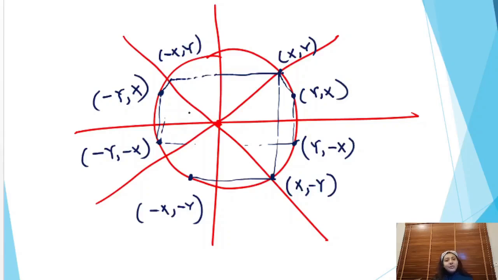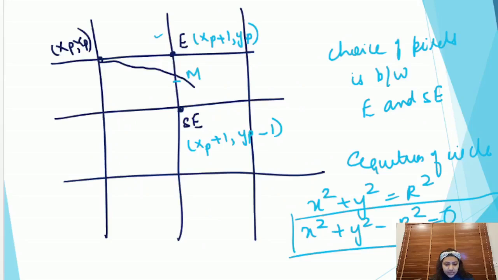Now let's see how we will use the midpoint circle drawing algorithm to calculate the pixels in the first quadrant. As seen over here, the choice is between these two pixels, that is east and southeast. Now let's calculate the coordinates of the midpoint. The coordinates of the midpoint will be the summation of the coordinates of east and southeast divided by 2. So the x coordinate will be xp+1 only, and the y coordinate will be (2yp-2)/2, which makes it yp-1/2. So these are the coordinates of my midpoint.